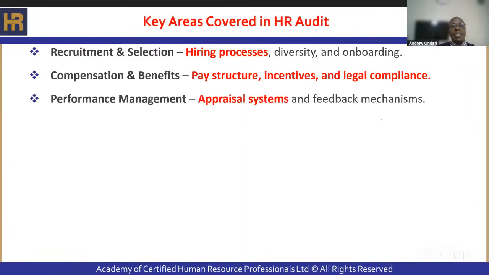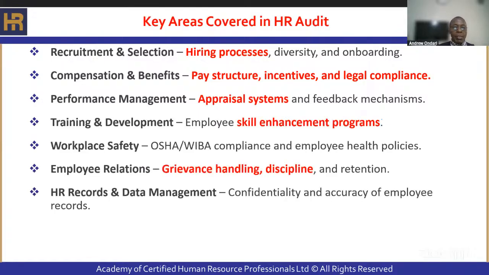Key areas covered in HR audit. I have mentioned a number of them. One is recruitment and selection, which talks about the hiring process from the time we identify vacant positions to the time an employee is on the job and we assess their performance, which we call probation. Secondly is compensation and benefits. We will be looking at the pay structure, whether it's a graded pay structure or a family structure, incentives, and the legal compliance.